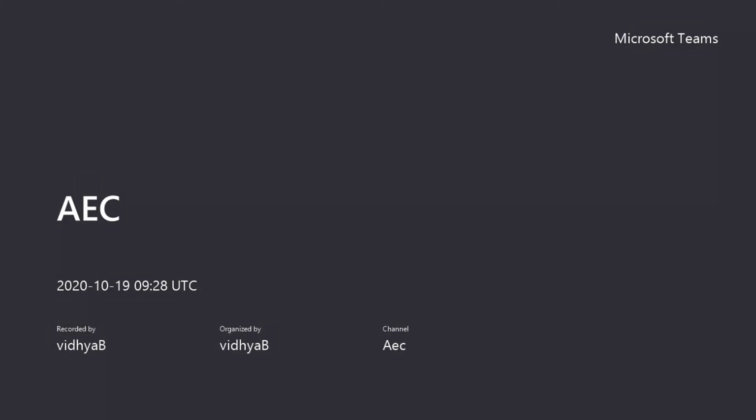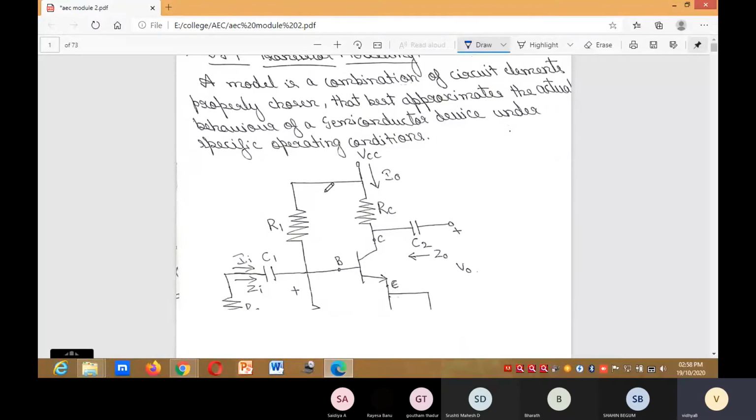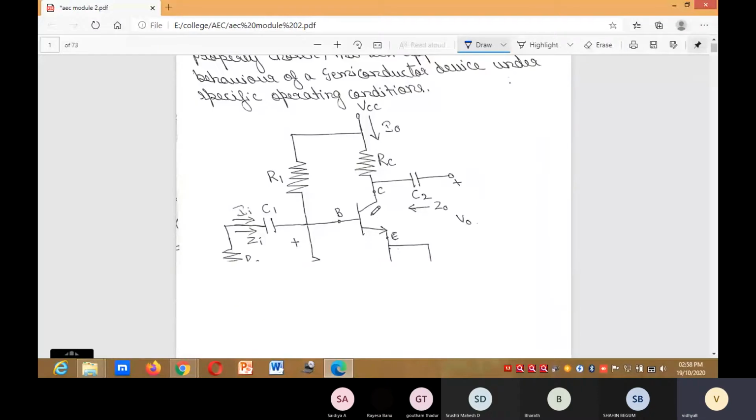Students, this is the second module. Okay, first topic is BJT transistor modeling. A model is a combination of circuit elements properly chosen that best approximate the actual behavior of a semiconductor device under specific operating conditions. This is BJT transistor modeling.